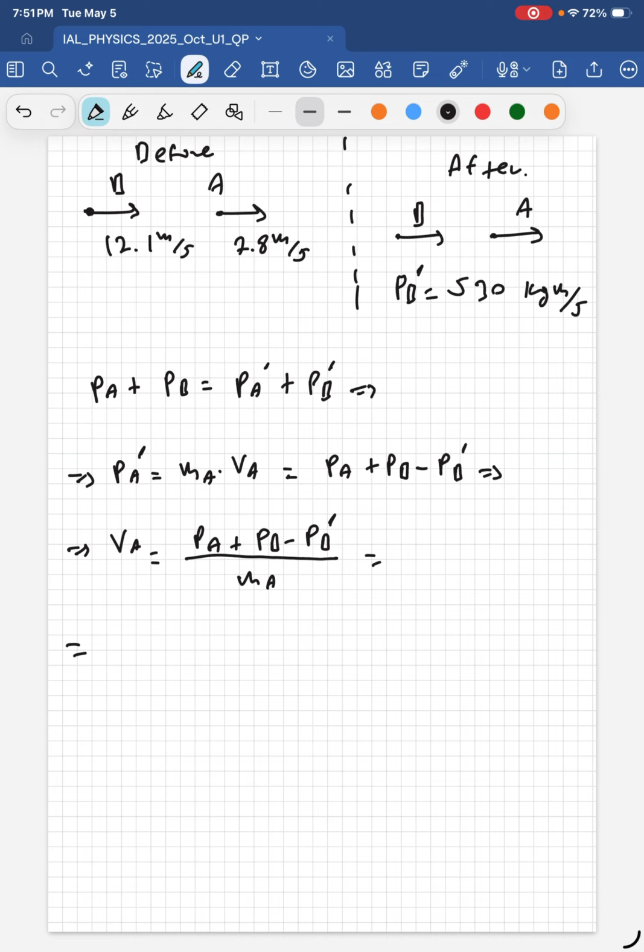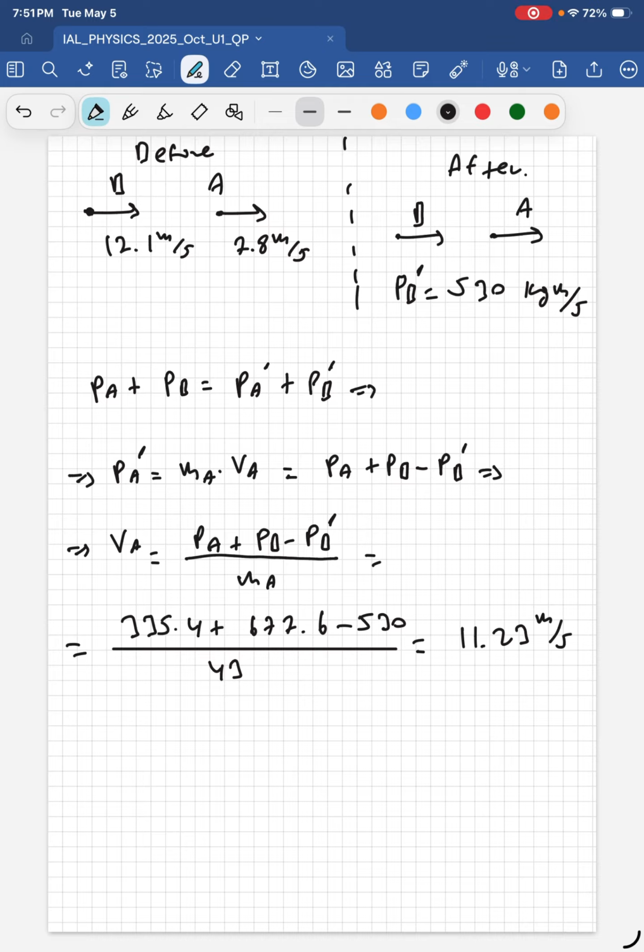For those of you who are watching my videos, you know that I always like to reach a final expression using algebra and then plug in numbers. So now is the time to plug in the numbers. We calculated everything earlier. So 335.4 plus 677.6 minus 530 over 43, and this yields 11.23 meters per second, which is the final velocity of rock A. And we see that its velocity actually increases, okay? Which makes sense because it collided with something that moved faster. In space, by the way, so no gravity.